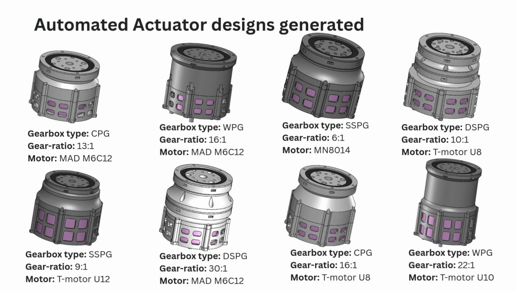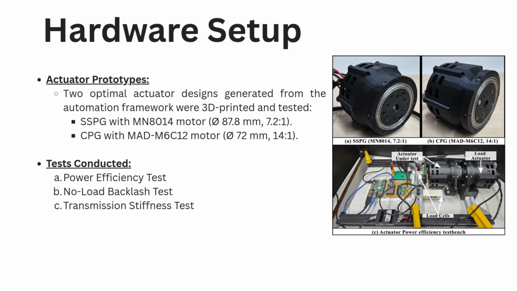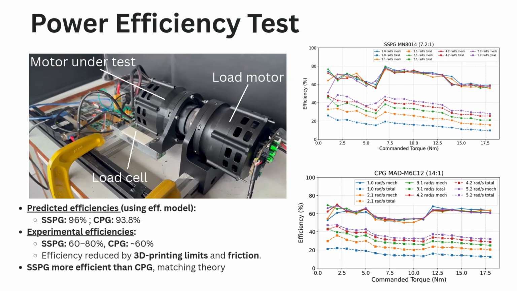We generated multiple actuator designs using different motors, gear ratios, and gearbox types. We fabricated 2 optimal actuator prototypes. The first is an SSPG actuator with an MN8014 motor with a 7.2:1 gear ratio, and the second is a CPG actuator with a MAD M6C12 motor with a 14:1 gear ratio. We then evaluated these actuators through 3 experiments: a power efficiency test, a no-load backlash test, and a transmission stiffness test. These are the results of the power efficiency tests.